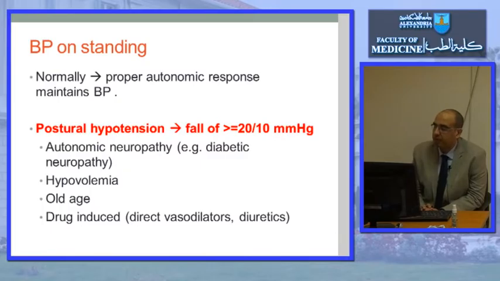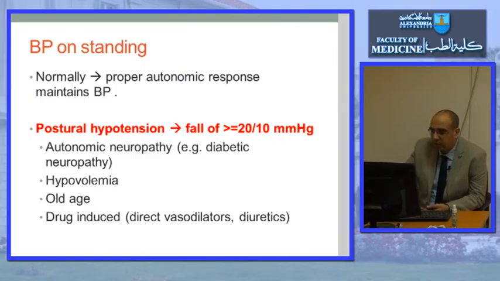But if there is a fall in the blood pressure of more than 20 millimeter in systolic and more than 10 millimeter in diastolic, this is called postural hypotension. So the definition of postural hypotension is a fall in systolic blood pressure of more than 20 millimeter and diastolic of more than 10 millimeter mercury after standing for 1 to 2 minutes. What are the causes of this postural hypotension?